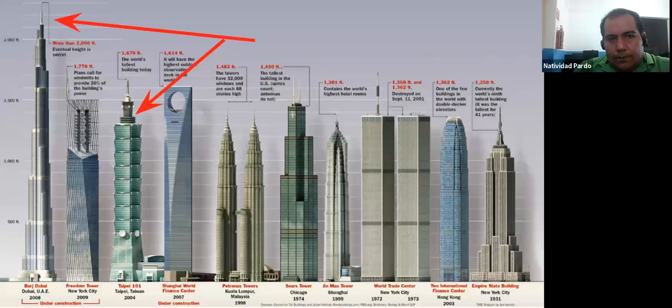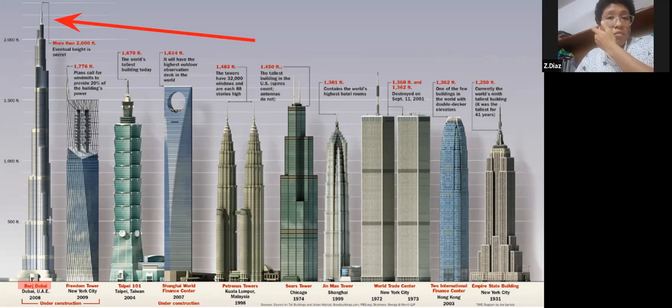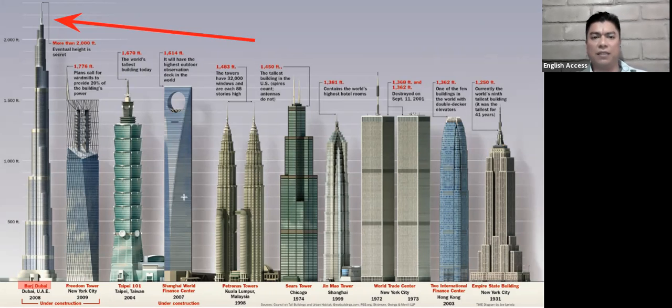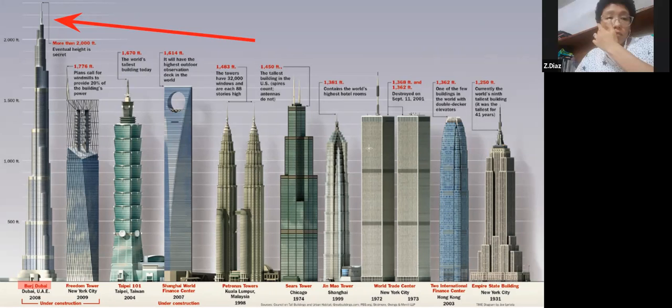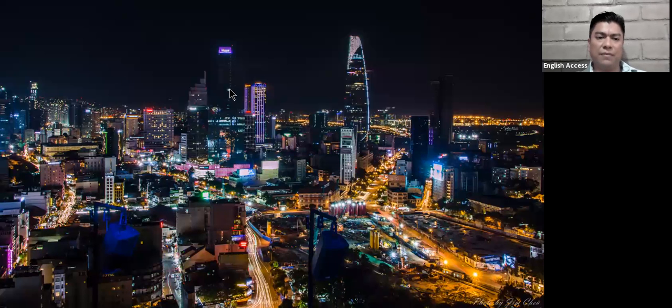The first one? The first one, right? It's Burj Dubai. Now it's called Burj Dubai, Burj Khalifa. Right? It's called Burj Khalifa in Dubai. It's the new tallest building. Now look at the city. Beautiful city.